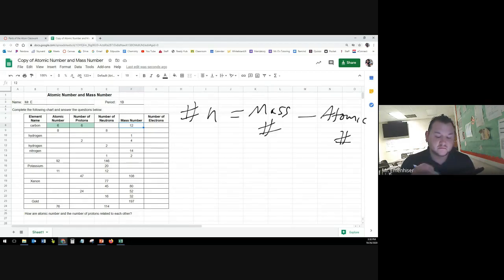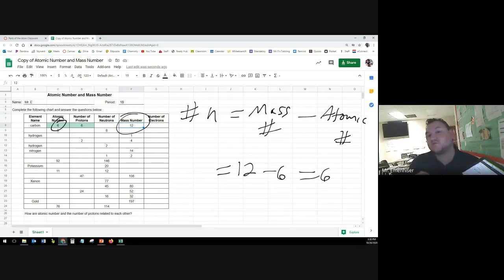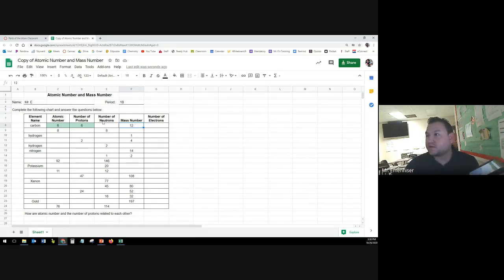So my mass number is 12. It says it right there, and I'm going to subtract 6. And I get 6. The number of neutrons is often the same as the number of protons and electrons, but it doesn't have to be. So don't assume that. You need to calculate it, okay? And so that's going to be 6 neutrons. So my nucleus in this carbon atom has 6 protons and 6 neutrons.